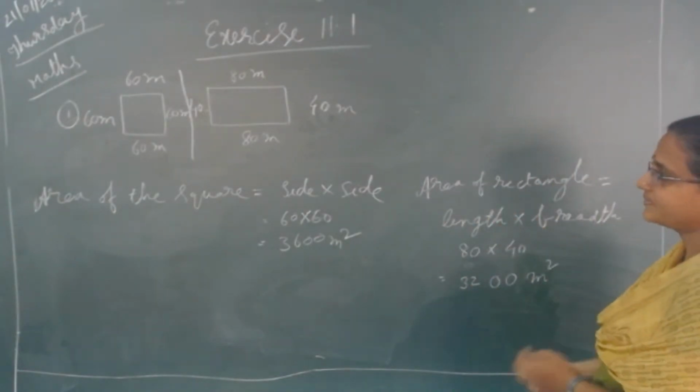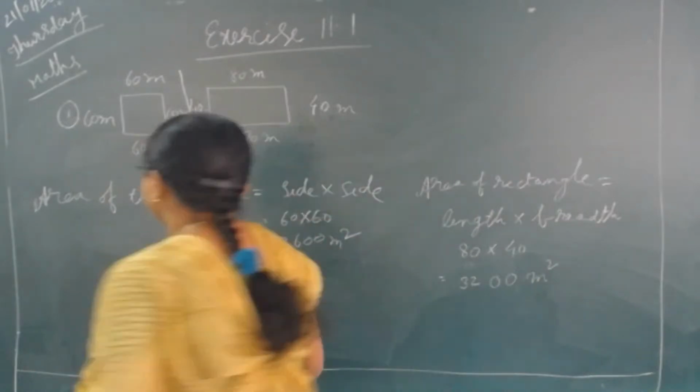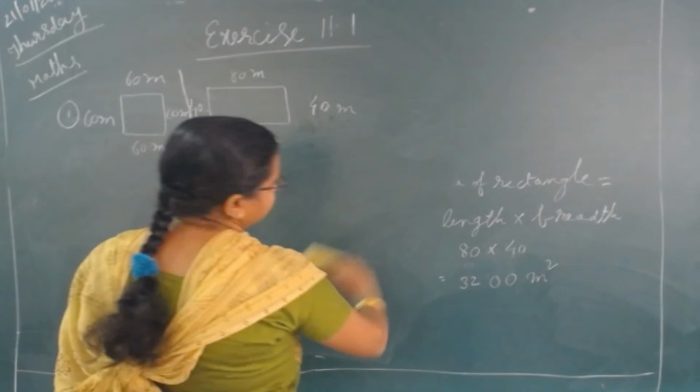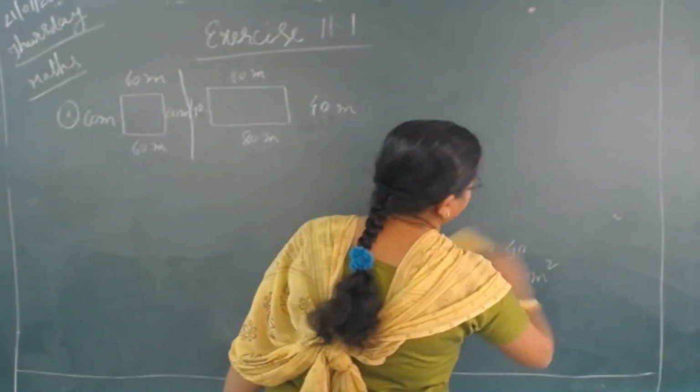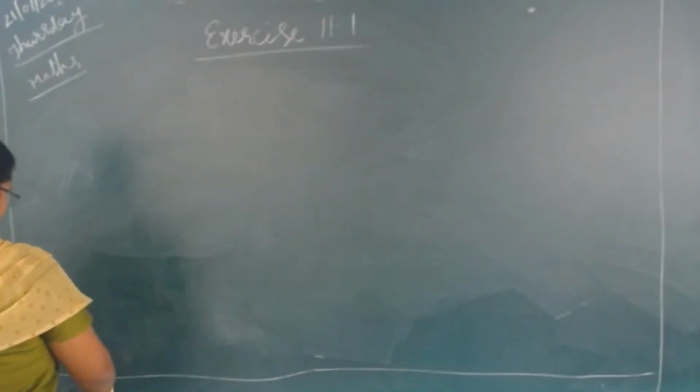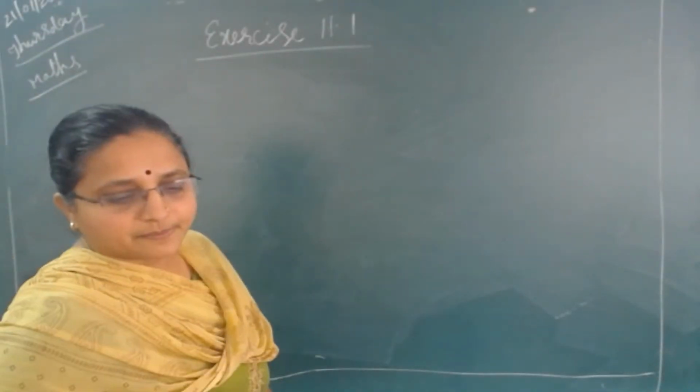Understand or not? So everybody, learn by heart the formulas of the area and perimeter of each and every figure given in our textbook. This is the solution for sum number 1. So, sum number 2.